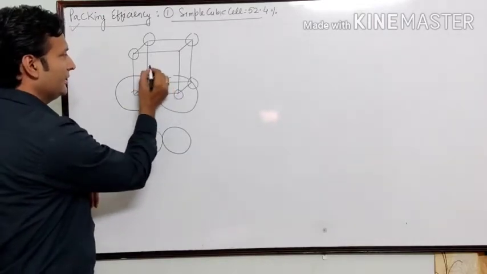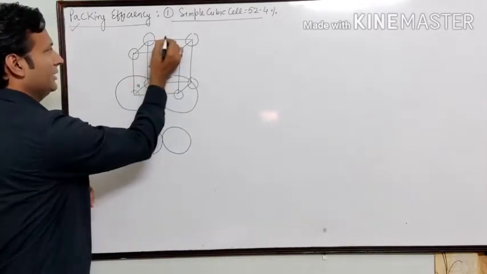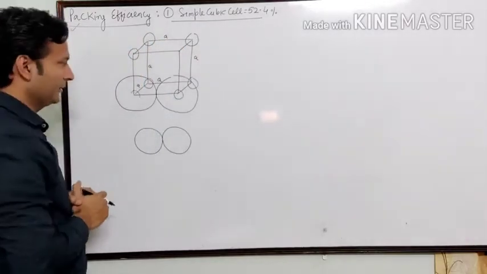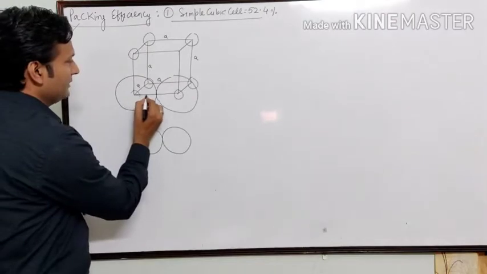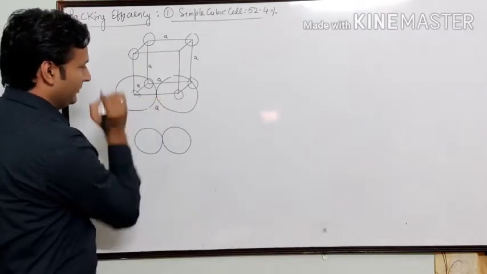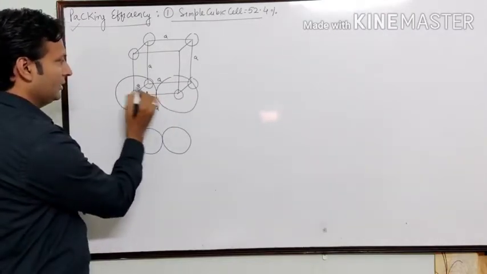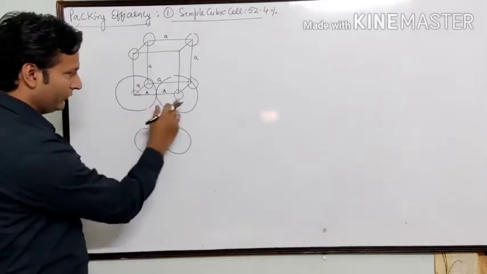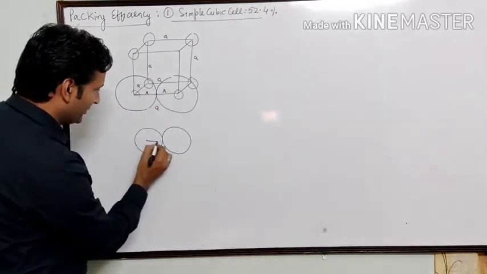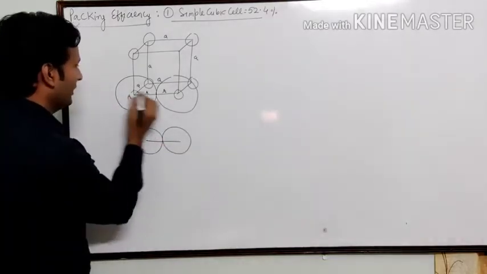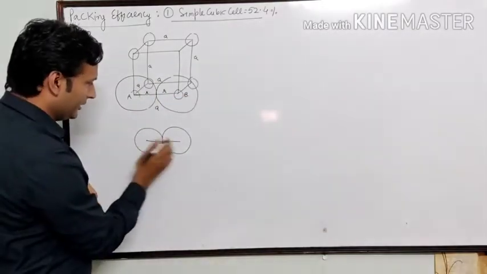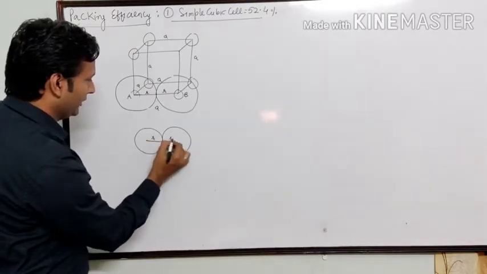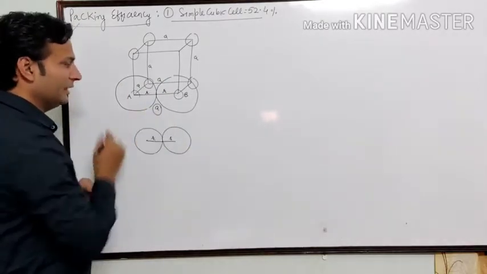So this is also A, this is also A and this is also A. It means all the edge lengths can be considered as A. Now what is this? This distance is also A, but it is R radius of this sphere and this is also R radius of this sphere. It means if I am considering this point A to B, then it will be the radius of two spheres, that is R and R, and we are saying that it is A.